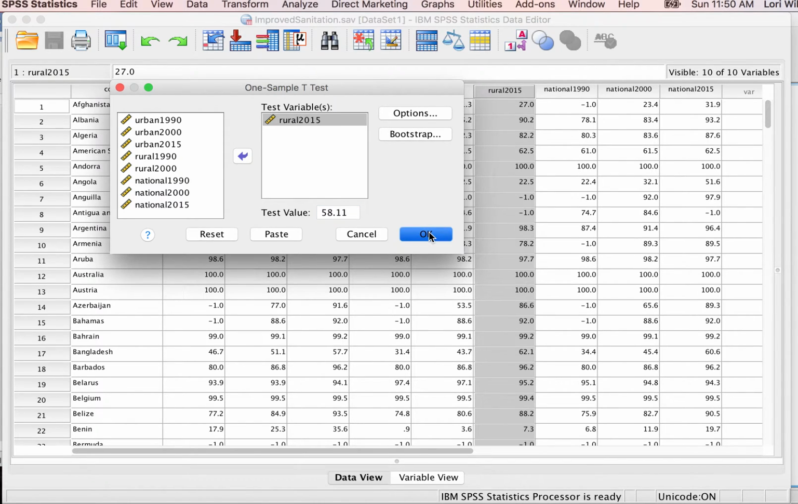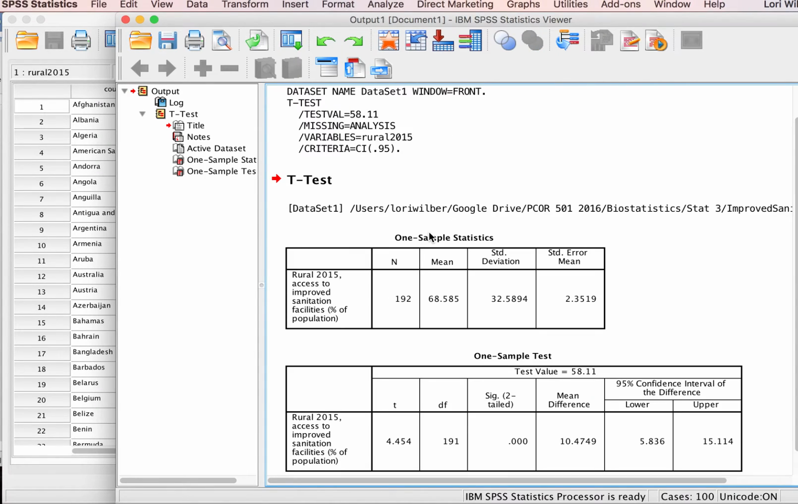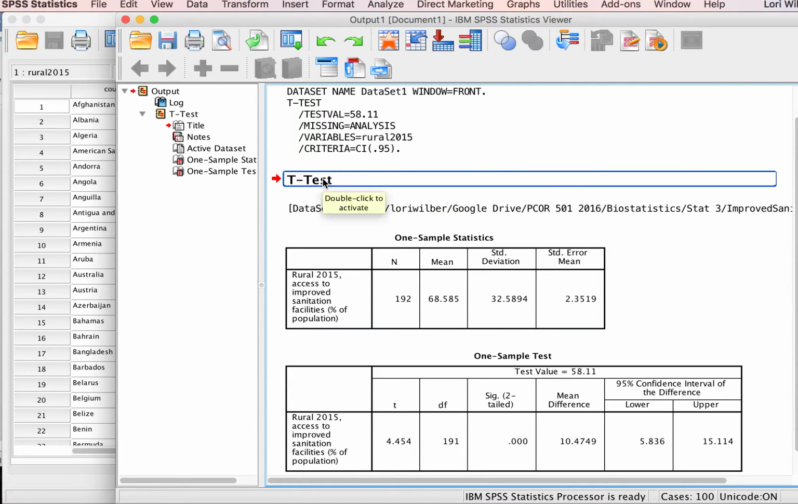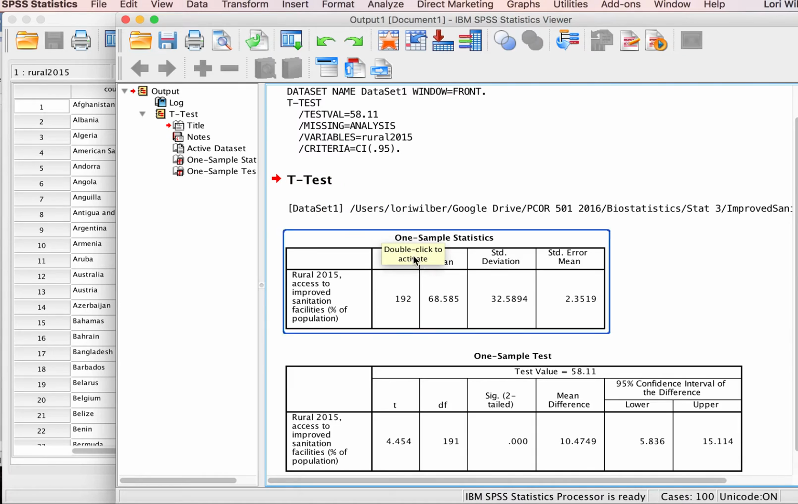I'm going to click OK, and it will take me to my output viewer, and here is the output for the t-test that I just ran. Here's the sample mean, the number of countries. Out of 225, there were 192 that had valid data. It wasn't a -1. So 192 countries. The mean was 68.585, standard deviation of 32.5 roughly, and a standard error of 2.35.